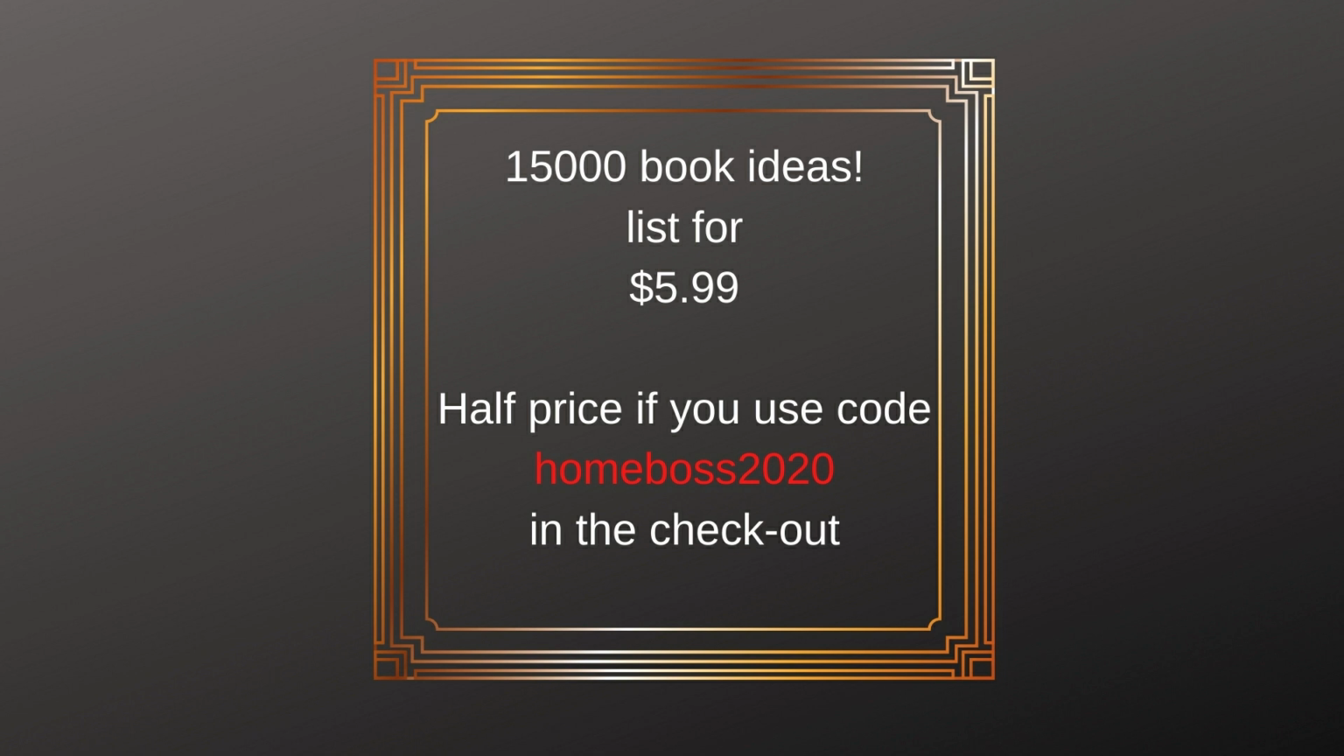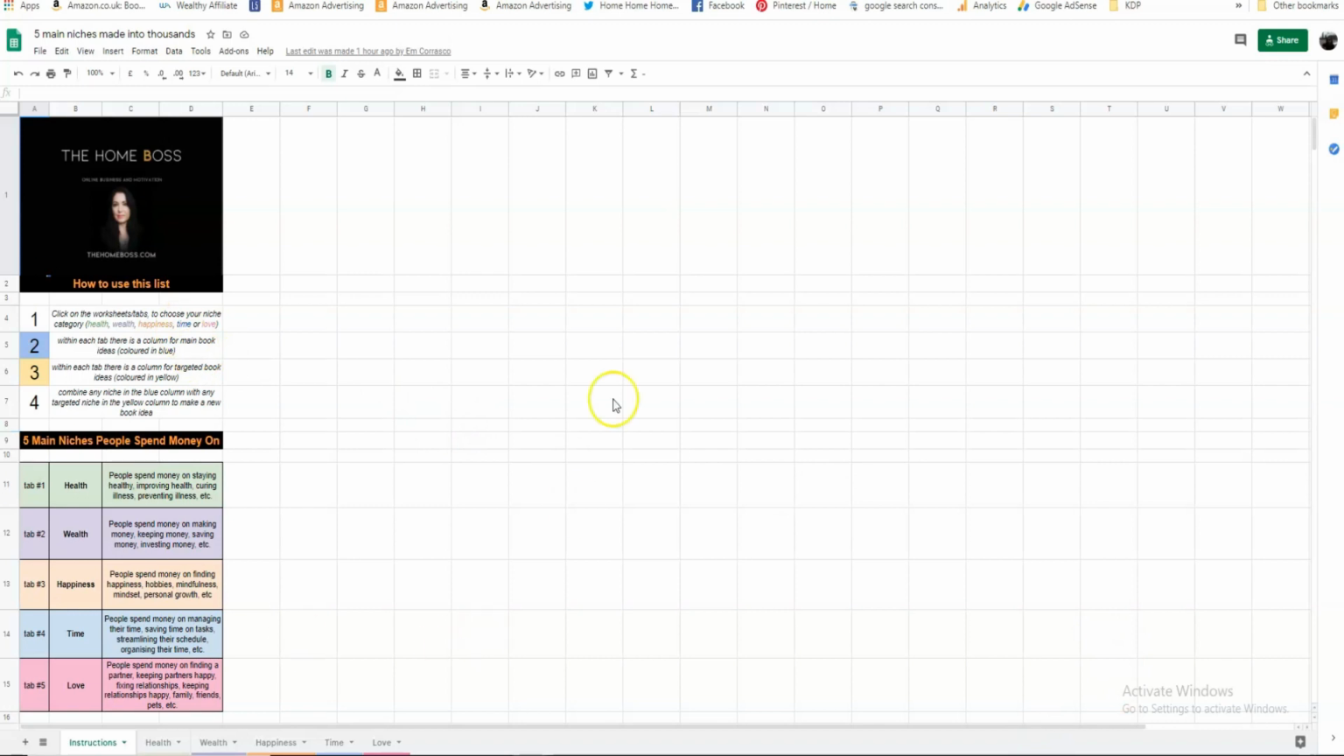But what this list is doing is showing you how you can subdivide each niche that you can think of. So it's not just the niches that I'm mentioning in the list, but you can subdivide any book idea with this method. So I'll show you a little bit. The first page of the list, when you download it, gives you the instructions.